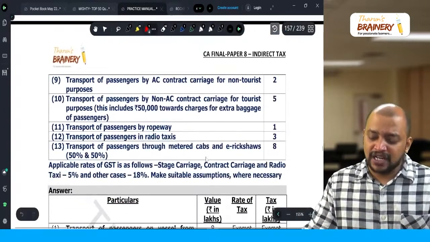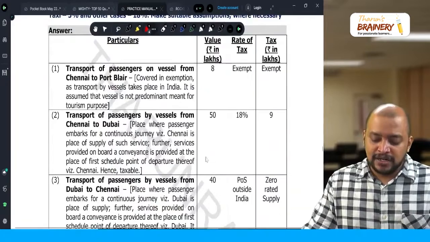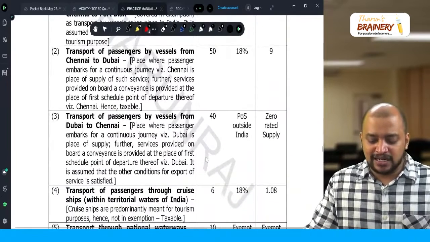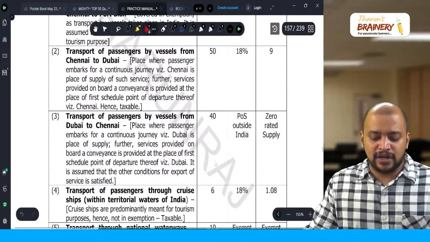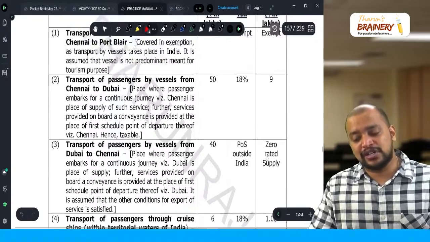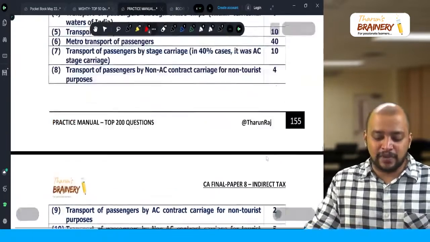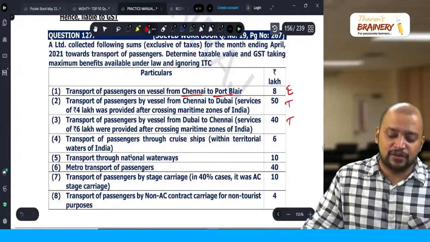So on those two cases, we need to pay GST, but here it is given as zero rated supply under the assumption that, because we don't have the information related to the passenger.